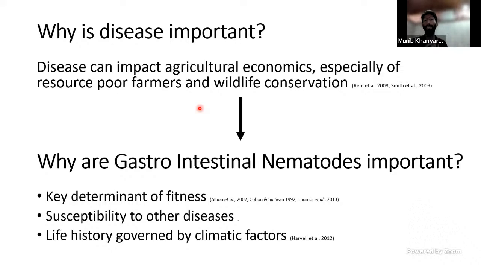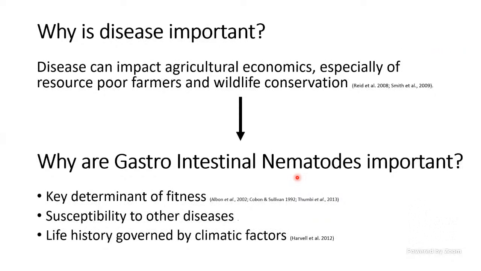One was they can be key determinants of fitness. There's enough studies done in wild ungulates and domestic ungulates to show that varying levels and times when species have GINs, which is just a short form of gastrointestinal nematodes, they can impact things like growth rates. They can impact things like the amount of milk being produced by females. They can impact even fertility rates of both wild and domestic ungulates. So they are a key determinant of fitness.